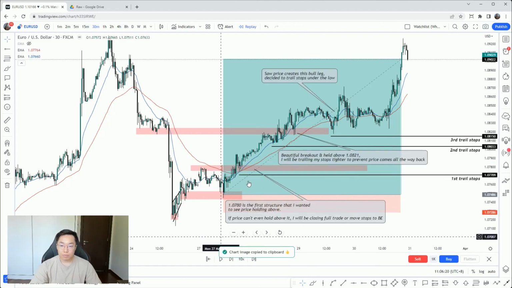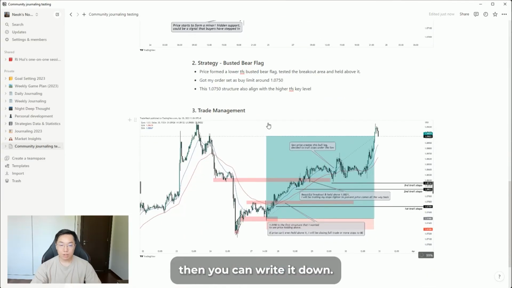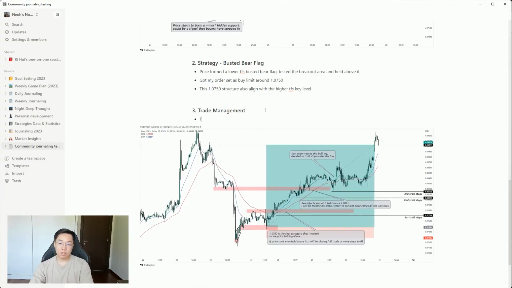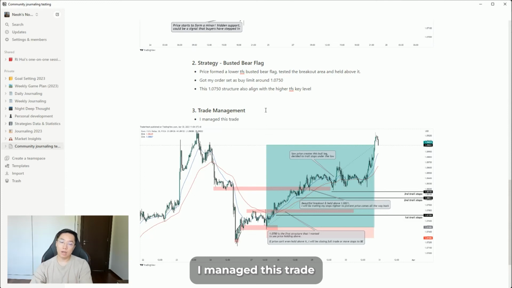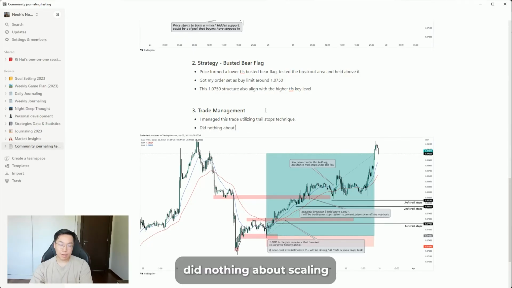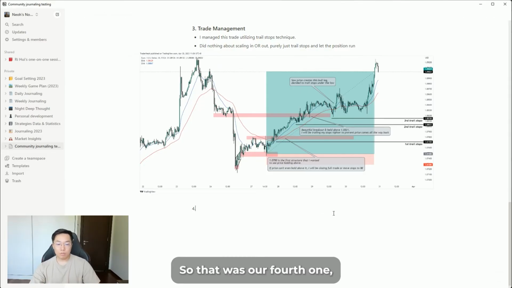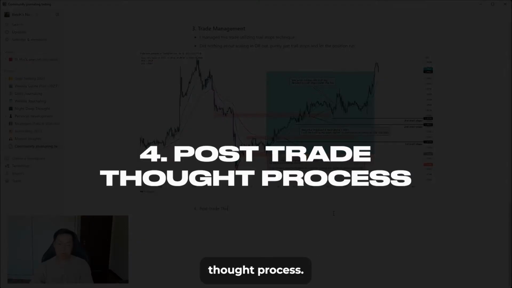Take a screenshot. Again, put it right there. Then you can write it down. I managed this trade utilizing trail stops technique. Did nothing about scaling in or out, purely just trail stops and let the position run. That's it. So there goes our fourth one, which is your post-trade thought process.